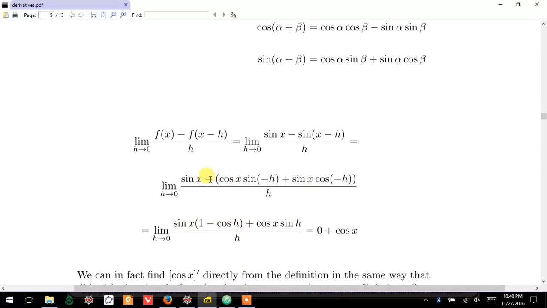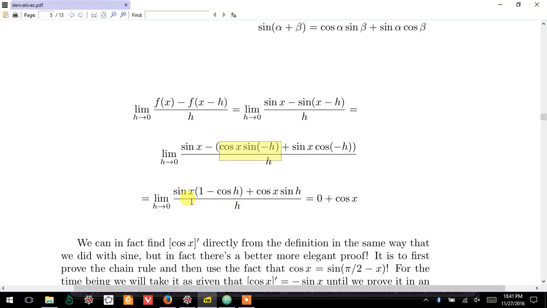The remaining term, you're going to have a negative times a negative, which causes a positive, and the remaining part is cos x sine h. Now, at this point, we distribute the h to the two terms, and you have right here (1 minus cos h) over h, which we proved was 0 in the section on limits. Over here, you have sine h over h, which is equal to 1. So the only thing that's left over is cosine x, and that is the derivative.